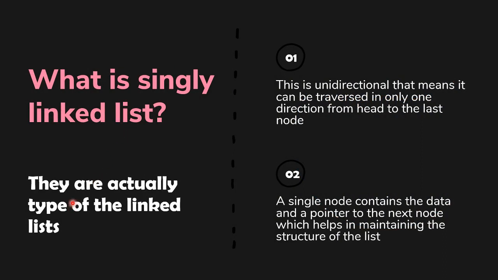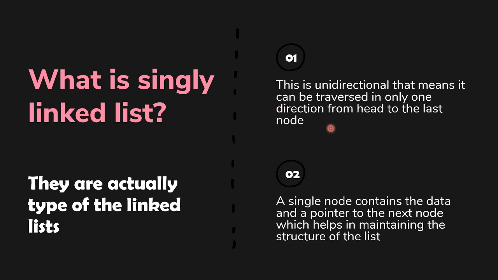Okay, so singly linked list is nothing but a type of the linked list. So what are the characteristics of the linked list? Here are basically two main characteristics. First is that they are unidirectional. That means it can be traversed in only one direction, from head to the last node.